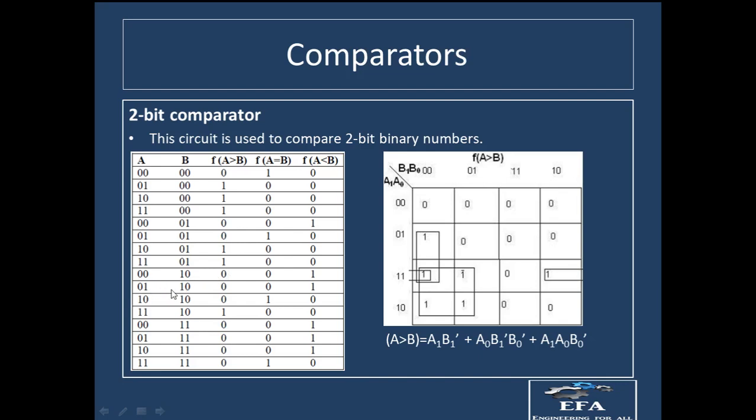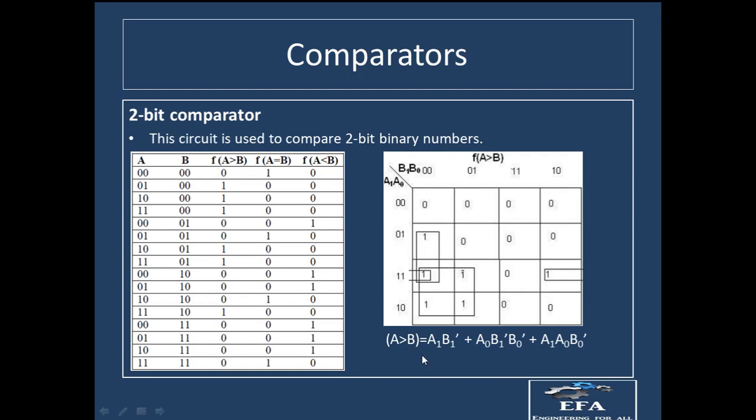Okay, so after that again the same thing has to be done, that is we have to make the K-map and we have to find the equations, that is the Boolean expressions, for each of the outputs. So this is the first output, this is the second output, this is the third output. Let us make the K-map for the first one. This is the K-map for the first output, that is A greater than B, and when we put the ones in these positions and we group them, after grouping we minimize the expressions.